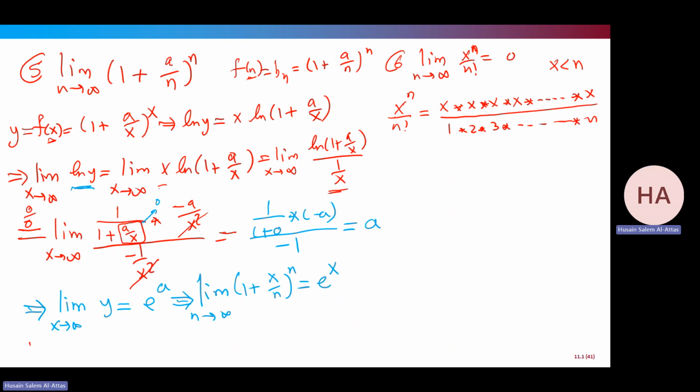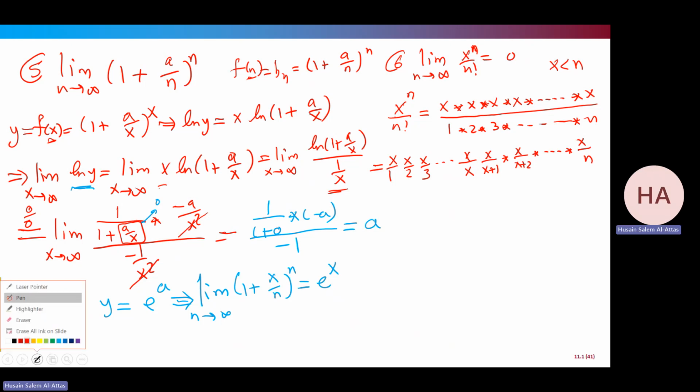Okay, so let me rewrite this expression in a different way. I will write it as x over 1, x over 2, x over 3, and there will come a time where I have x over x, and x over x plus 1, x over x plus 2, times x over n.